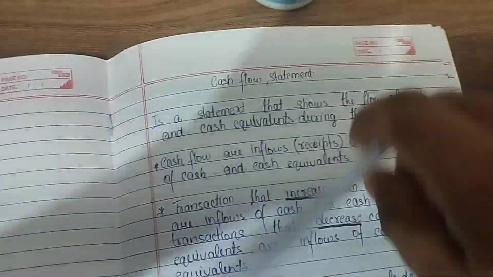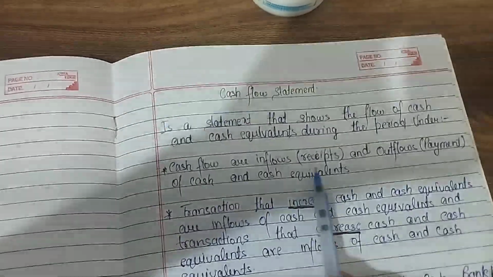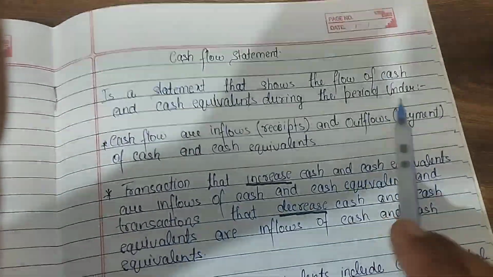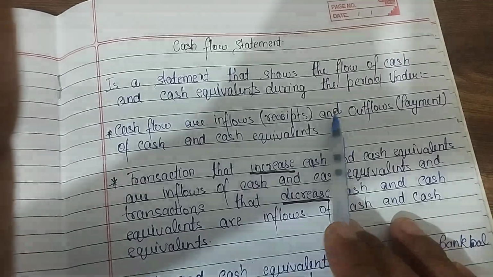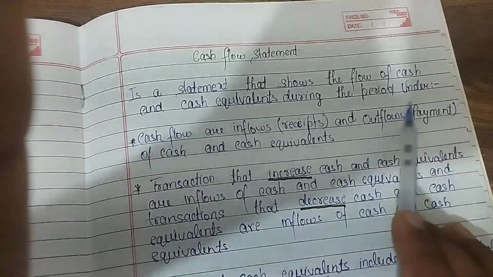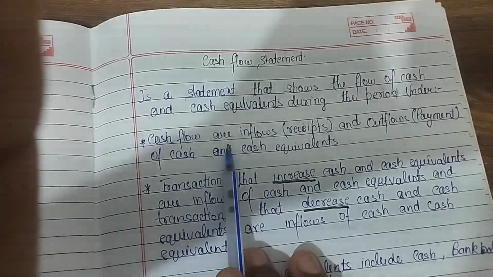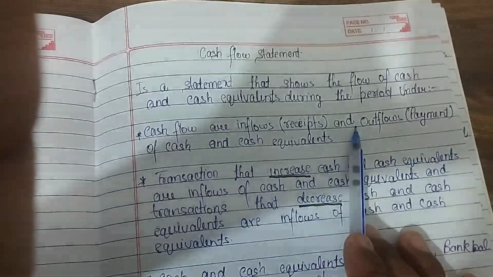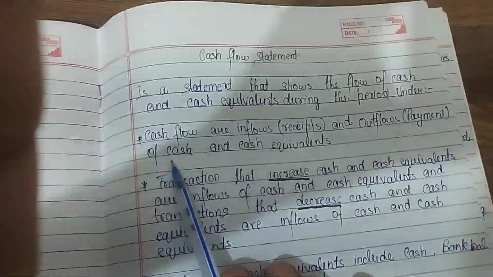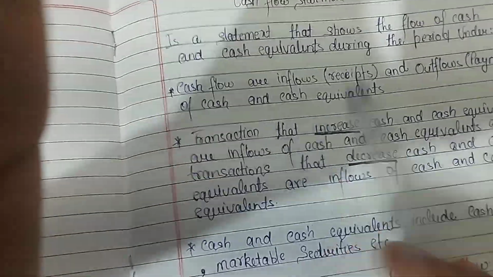What is a cash flow statement? It is a statement that shows the flow of cash and cash equivalents during the period. Under cash flow are inflows, receipts, and outflows, payments, of cash and cash equivalents.